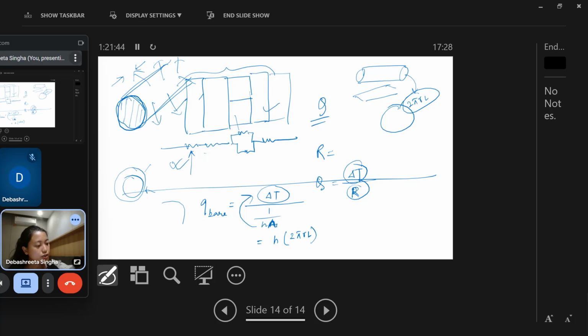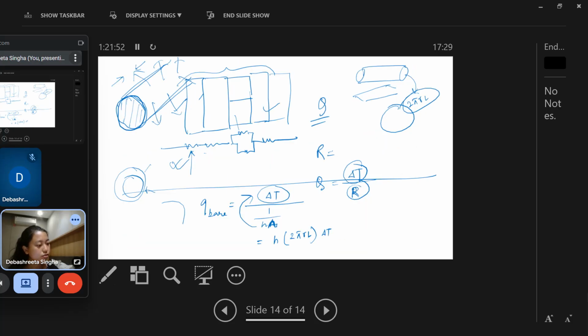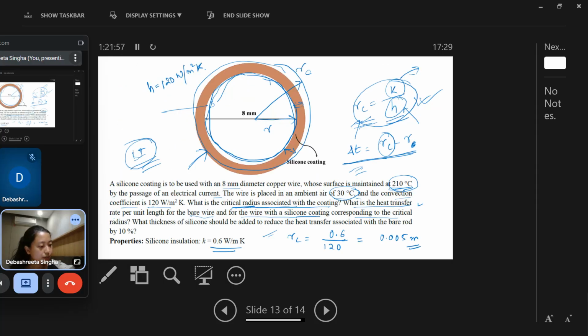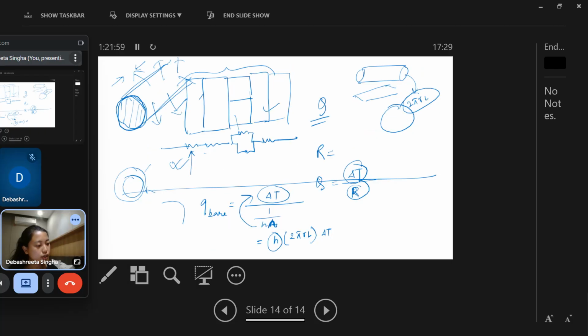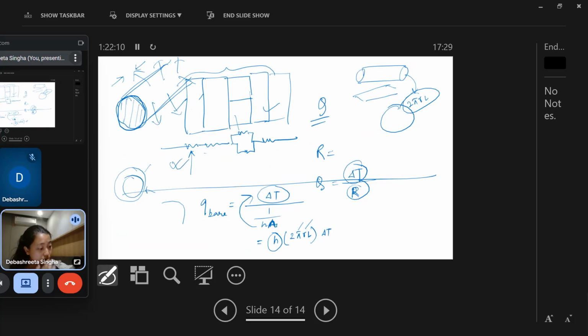Delta T is this inside temperature minus the surrounding temperature. So we have all this. We know what H is. H is also given here. H is 120 watt per meter square Kelvin. Then pi is a constant. R is, the diameter is 8 millimeter, so R is 4 millimeter. So you have to take note of this unit also. It should be 0.004 meter because it is 4 millimeter.